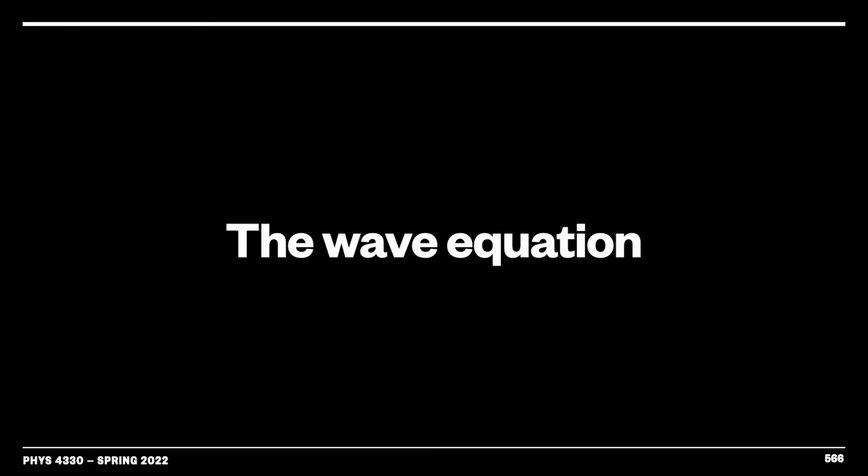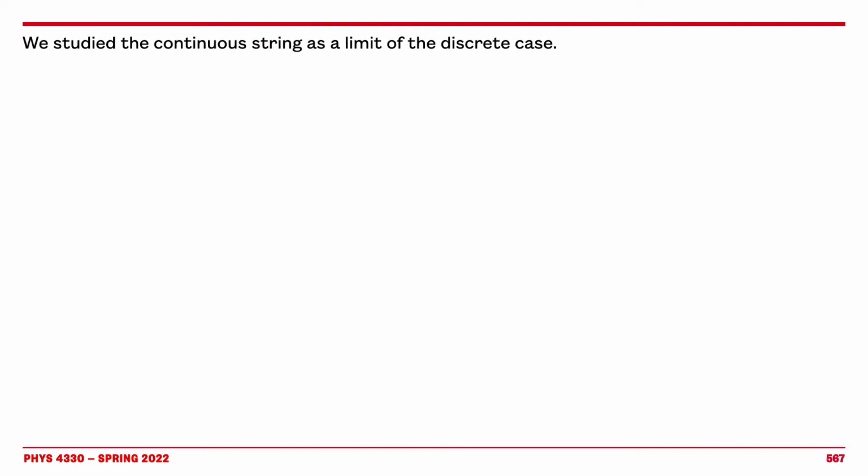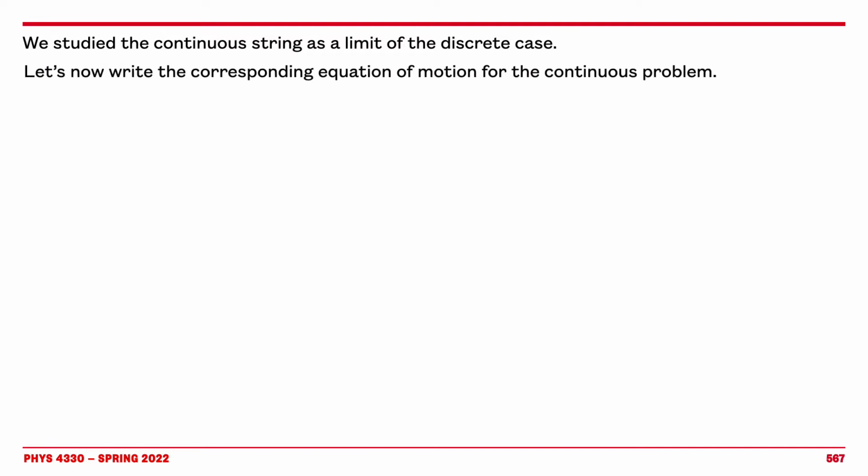That equation is a very central equation in physics. It's called the wave equation, and we are going to derive it now. It turns out to not be very complicated. It's just a matter of remembering what the definition of derivatives are. So let's do it. As I said, we studied the continuous string as a limit of the discrete case. Now we want to write the equation of motion for the continuous problem.